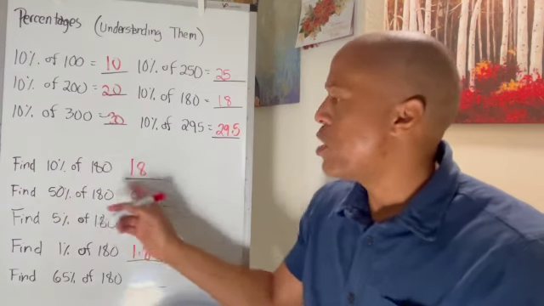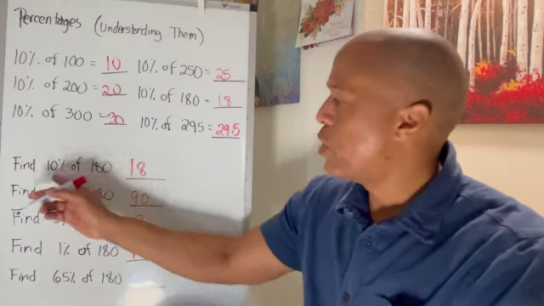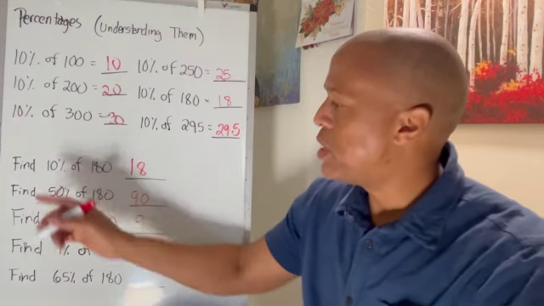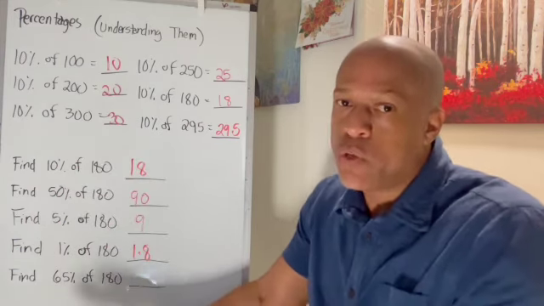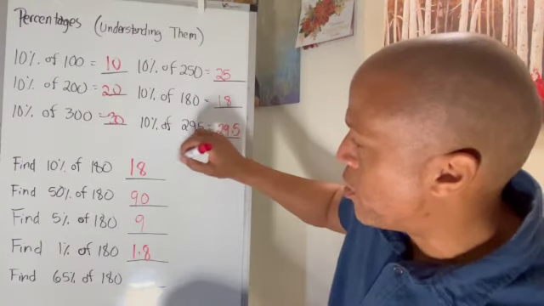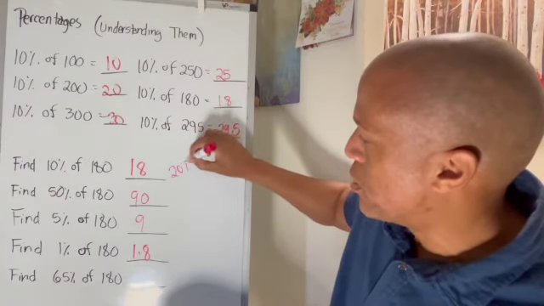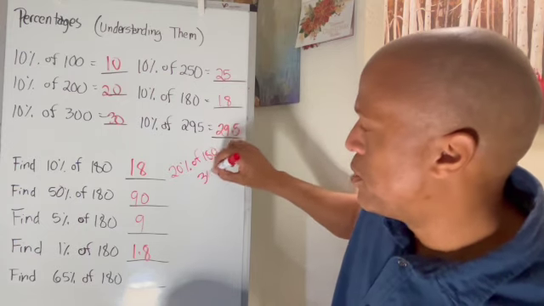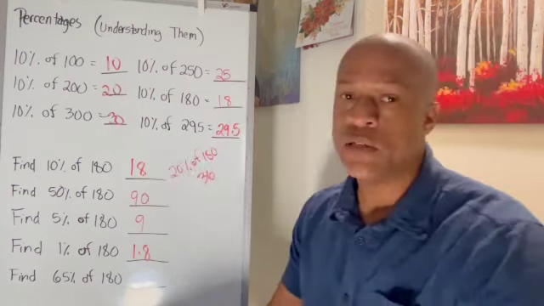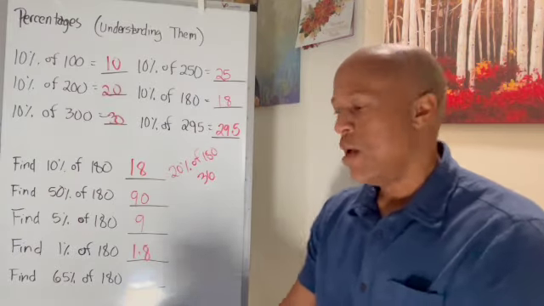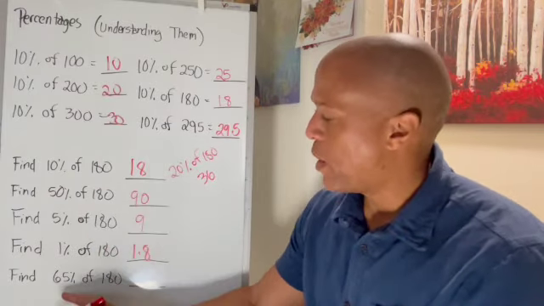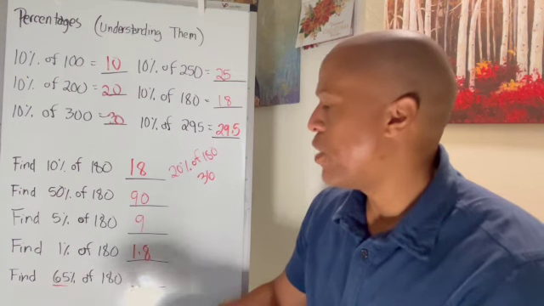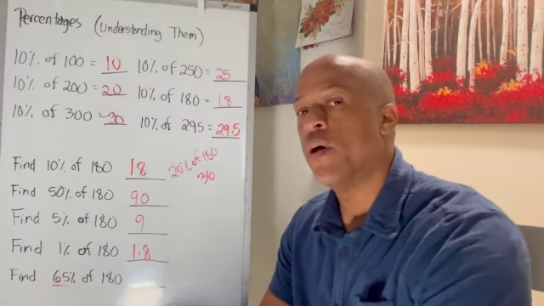I could do things like 20% of 180, right? 20% of 180 would be two 10%, wouldn't it? It would be two 10%. So if I had that on here, I don't, but 20% of 180 would be 36, right? It would be two 18s. Two 18s equals 36. But here, that's the concept for how I get this last one. This last one here, I have 65% of 180.